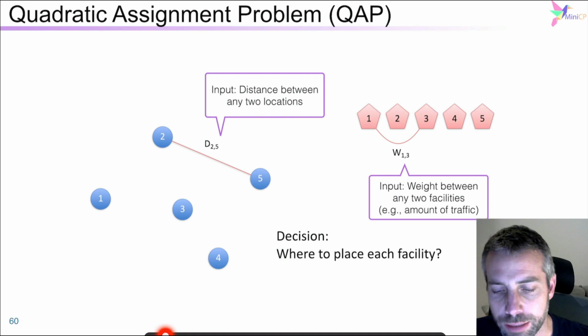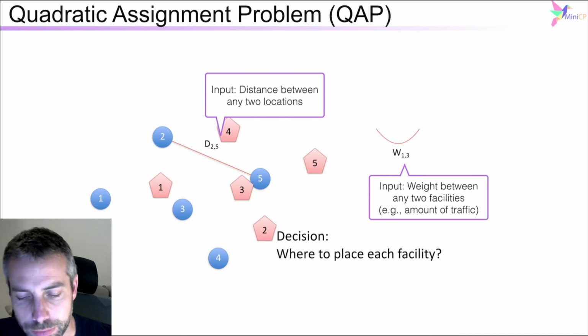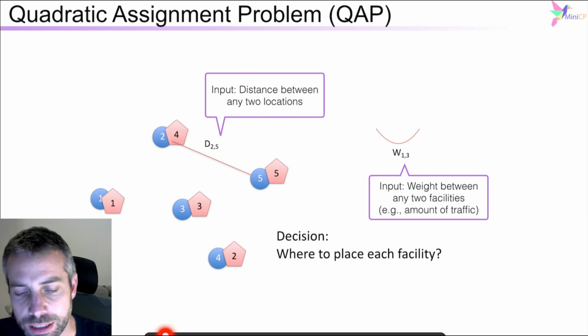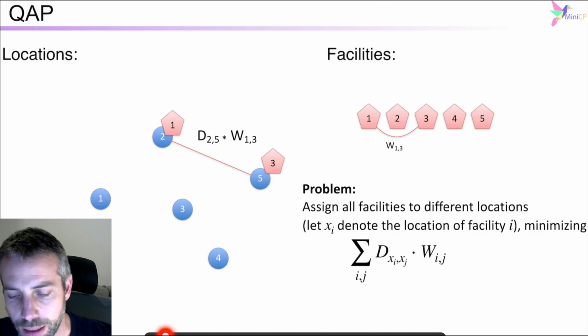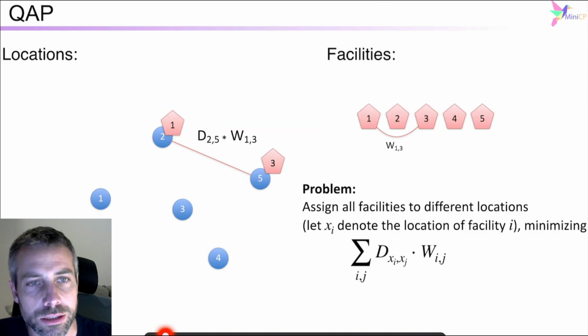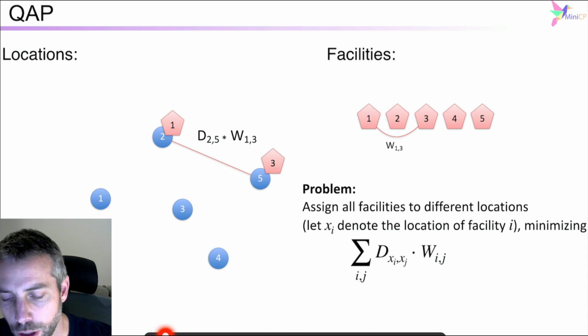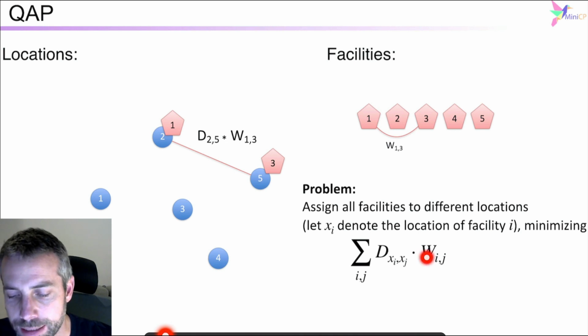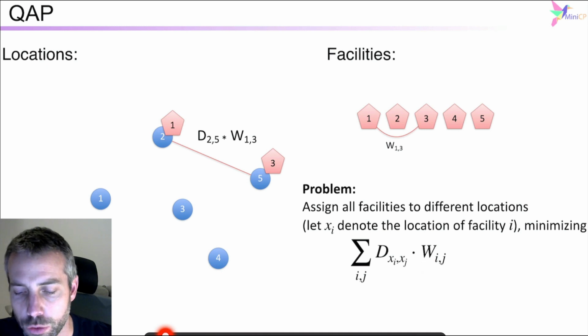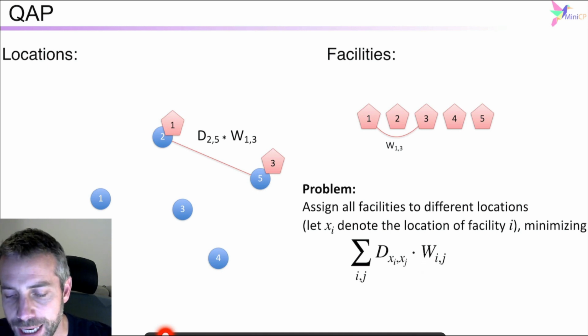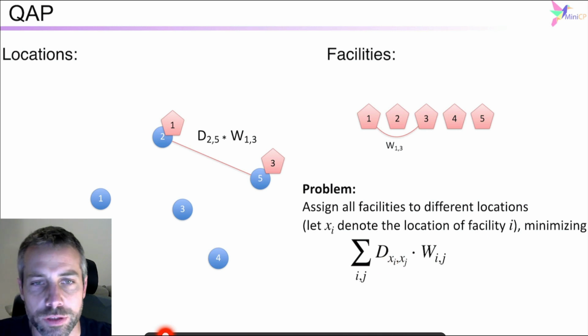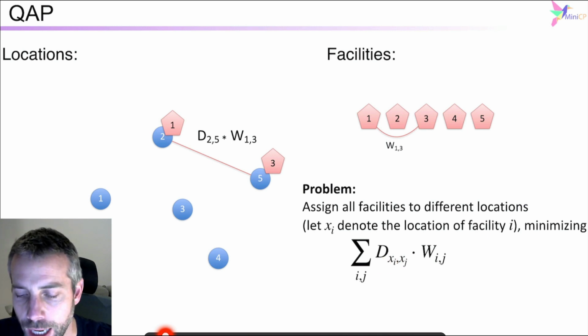So how do we model that problem? The goal is to decide for each facility a location, okay? And the objective function that you would like to optimize is, for every pair ij of locations, you will multiply the amount of traffic between the facility i and j by the distance between the two locations that you have chosen for these two facilities, i and j.